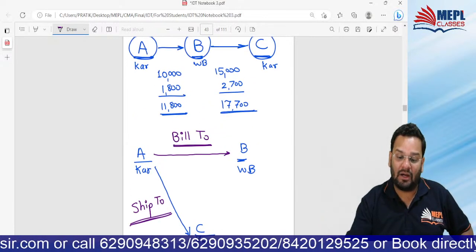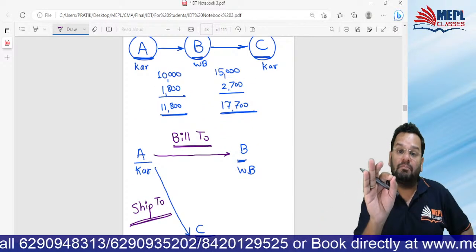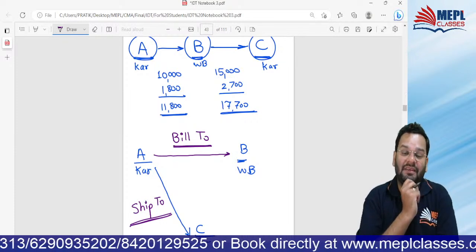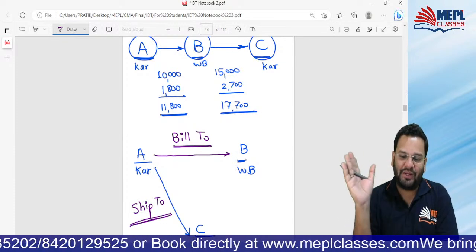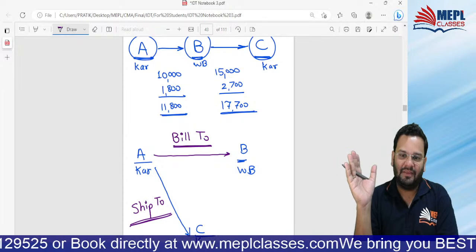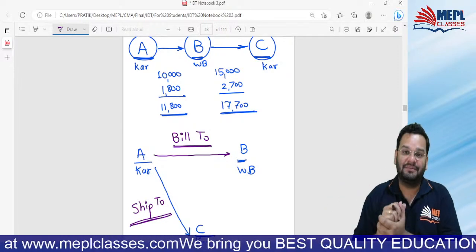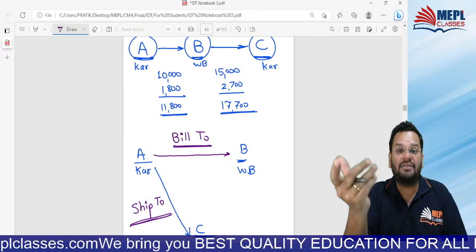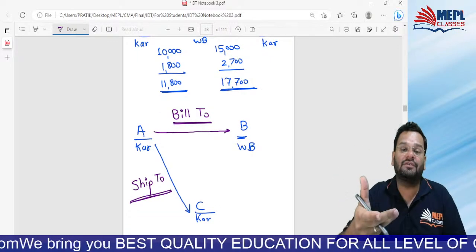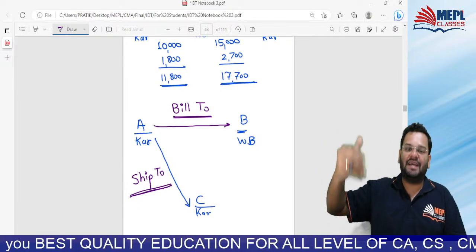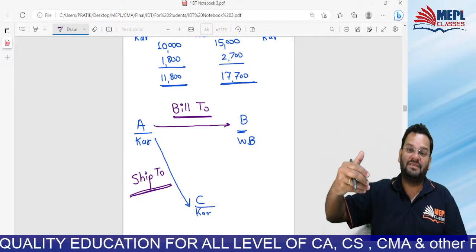But guys, now tell me, B has to claim ITC, isn't it? B has to claim ITC. Yes or no? Yes, sir. B has to claim ITC. But B has not received goods. Who has received the goods? C has received the goods, isn't it?